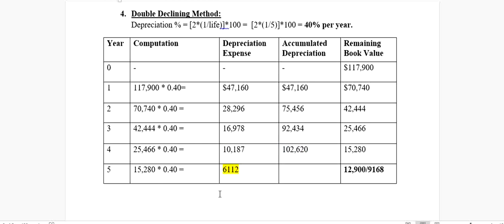How much depreciation must be subtracted? It's simple. 15,280 is the remaining value of the previous period, and I need 12,900. So if I subtract 12,900 from 15,280, it means I just need to record 2,380 depreciation only. If I record this much depreciation, $2,380, then my accumulated depreciation would exactly be $105,000, and my remaining book value will be 12,900, which is what I need actually.